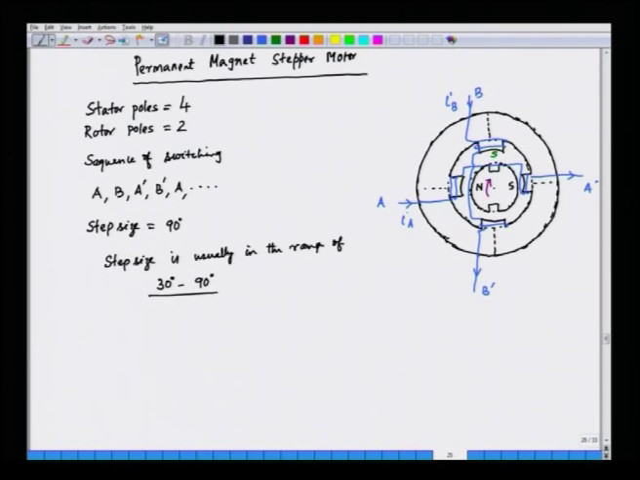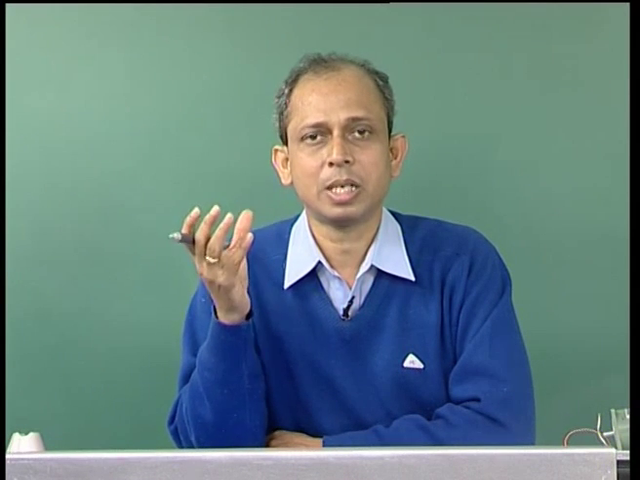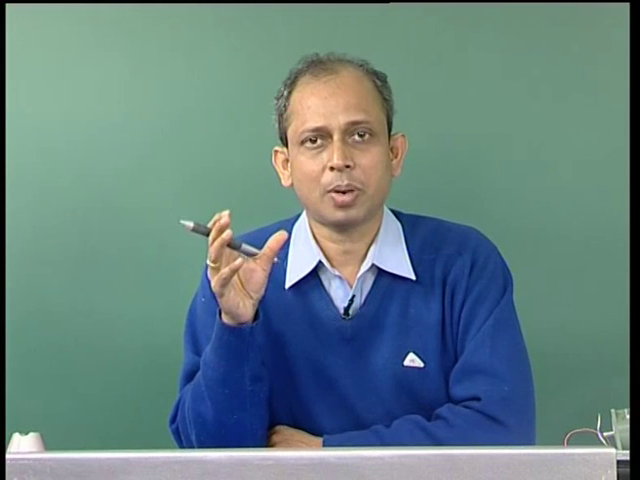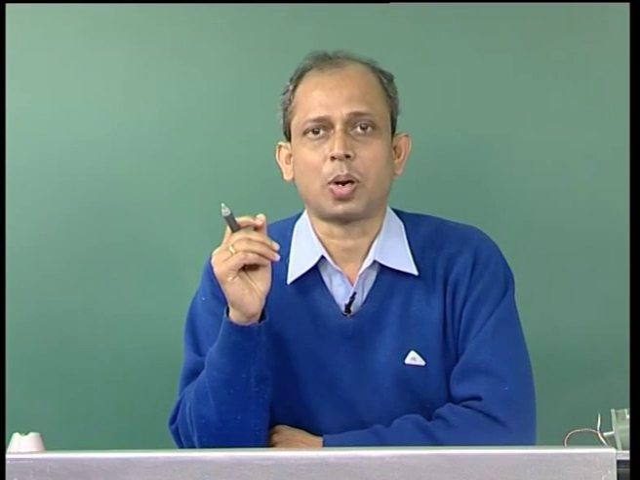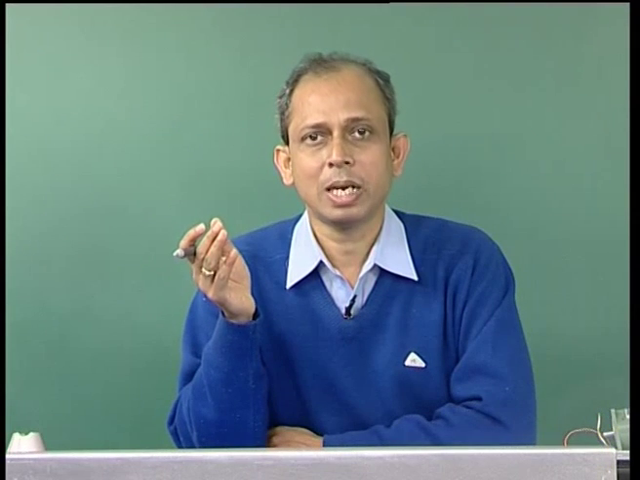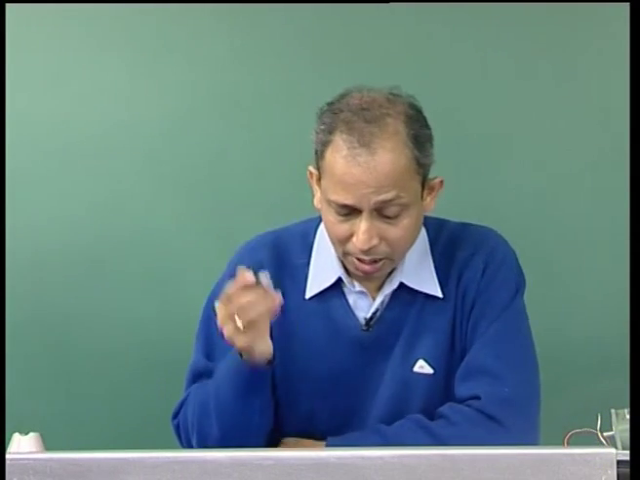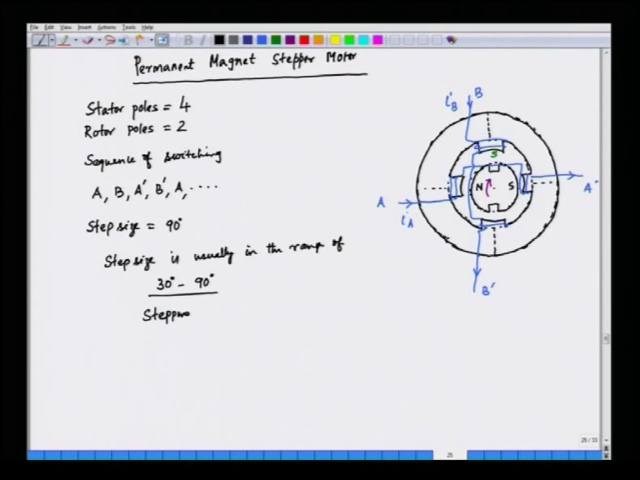Furthermore, when the rotor has the permanent magnet, the rotor inertia becomes large. When we insert the permanent magnet into the rotor, the inertia of the rotor also becomes large, and hence this type of motor will have poor speed response. Therefore, we cannot have a very high stepping rate. The stepping rate for this kind of motor is usually limited to less than 300 pulses per second. So, the stepping rate is usually less than 300 pulses per second. The rotor inertia is high due to the permanent magnets.